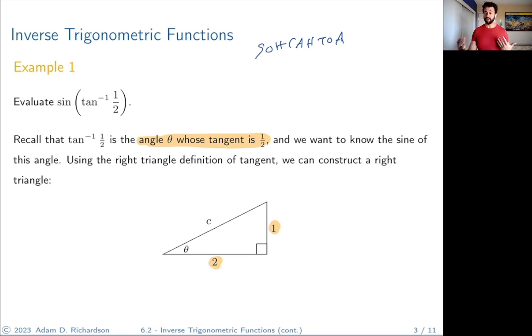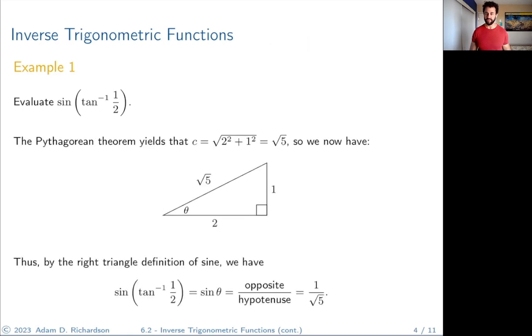Okay, now that we know the lengths of those two legs, we can solve for the length of the hypotenuse using the Pythagorean theorem. So you use the Pythagorean theorem, you find that this length is going to be √5, and now we ask ourselves, what is sine of this angle theta? And that's pretty much it. That's pretty much it, right?